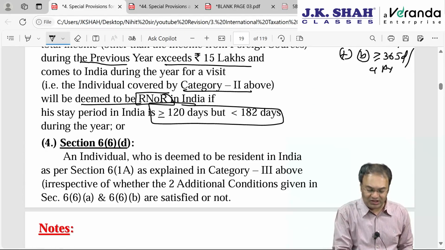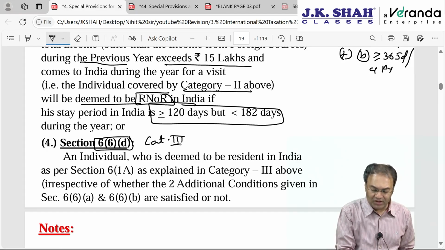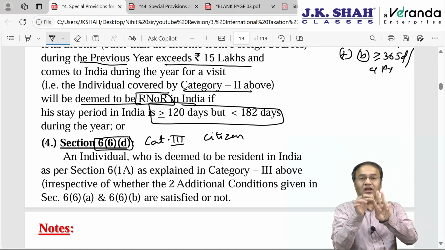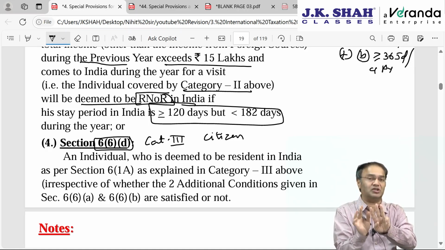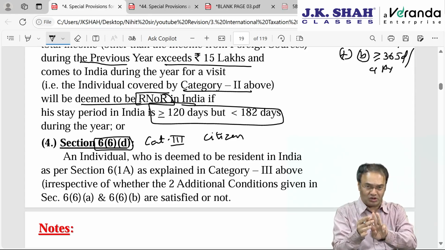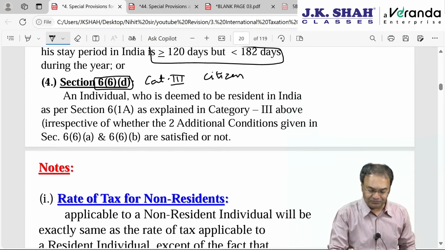And the last one is section 6 clause 6 subclause D, that is those who fall under category 3. Category 3 is only for citizens of India. If you observe categories 1, 2 and 3, category 1 and 3 are only for citizens of India. Category 2 is for citizens of India or a person of Indian origin. So a person of Indian origin is covered only by category 2.